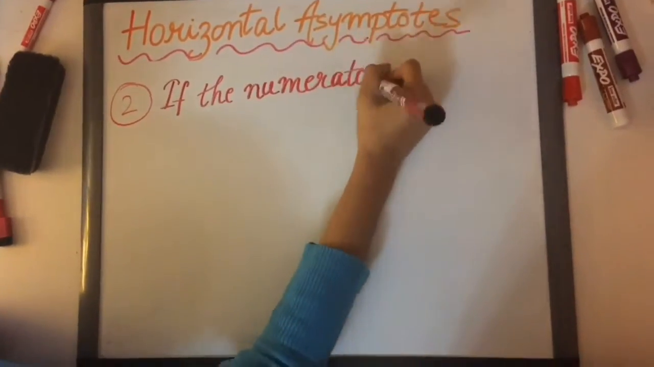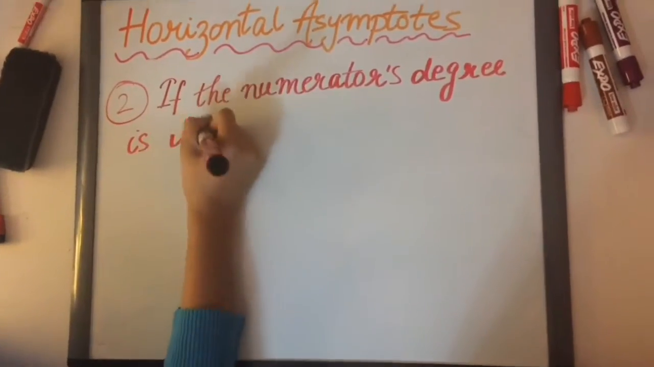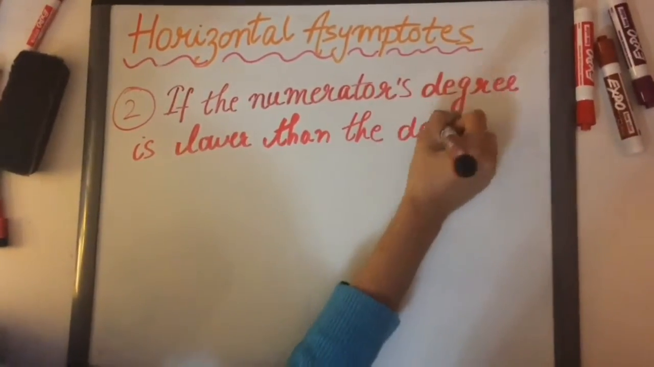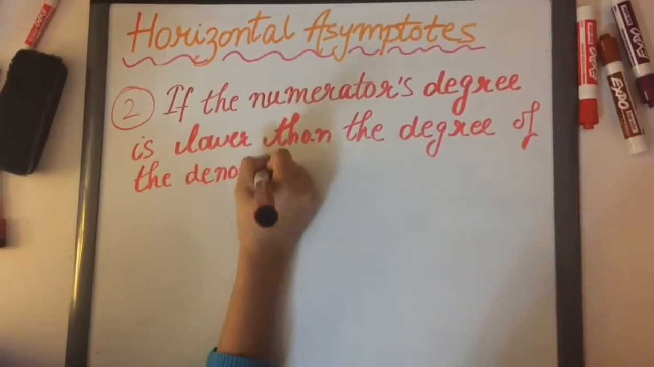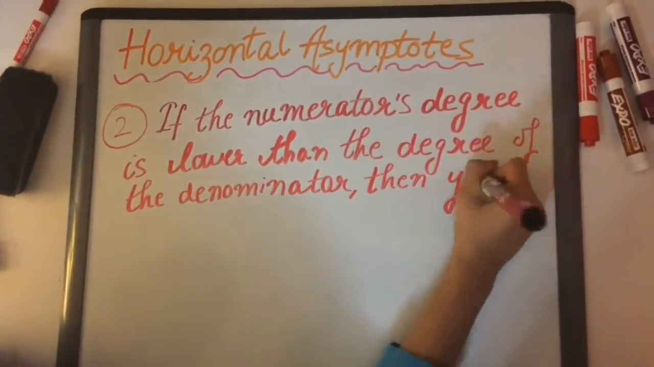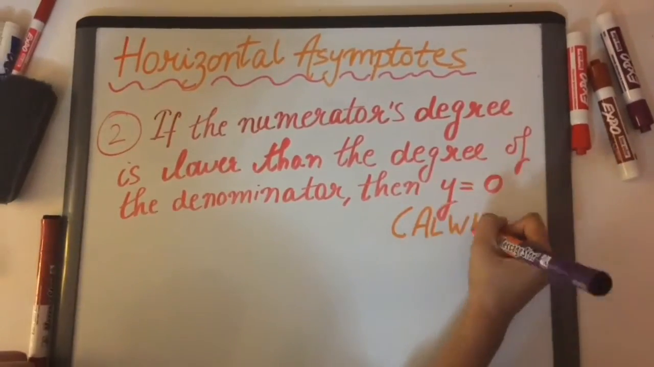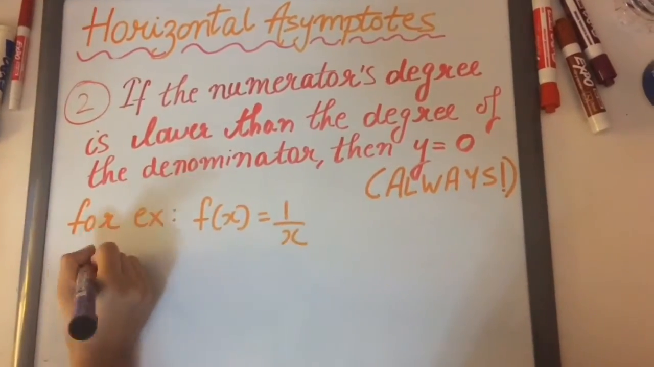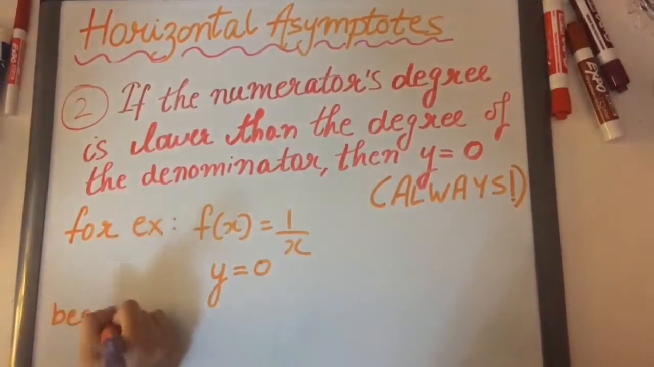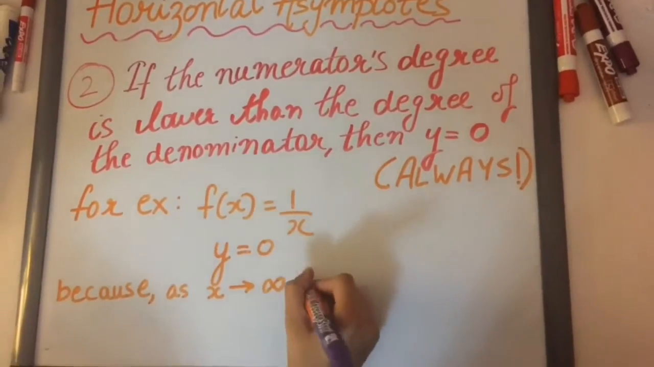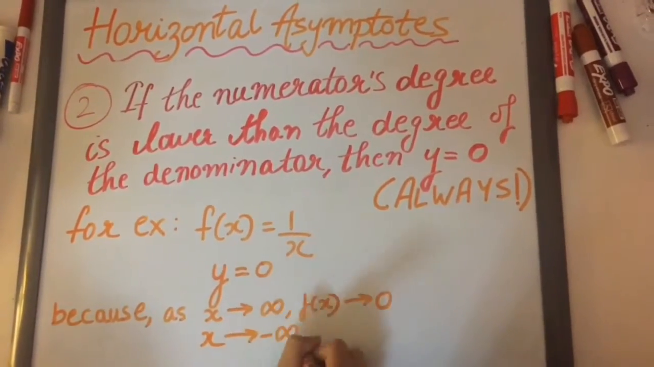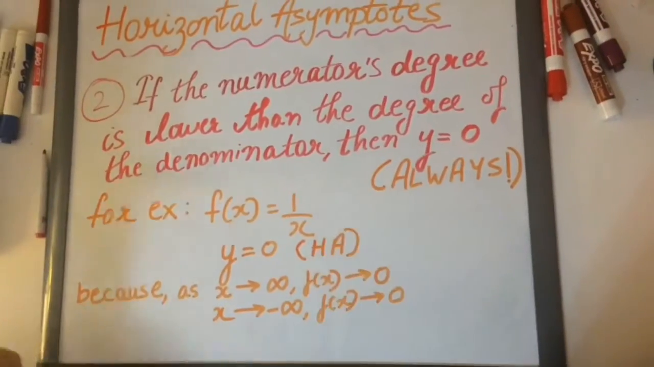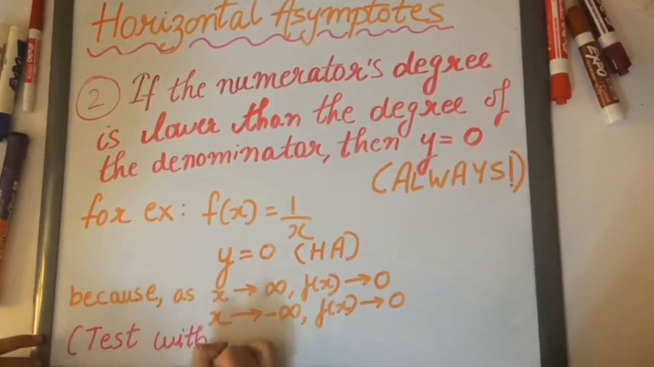The second method is to be used when the numerator degree is lower than the degree of the denominator. If you're confronted with this situation, good for you, because the horizontal asymptote will always be y equals 0. This is essentially the same as the first method, because 1 over x is pretty much the same thing as 0x plus 1 divided by x, and 0 over 1 is obviously 0.